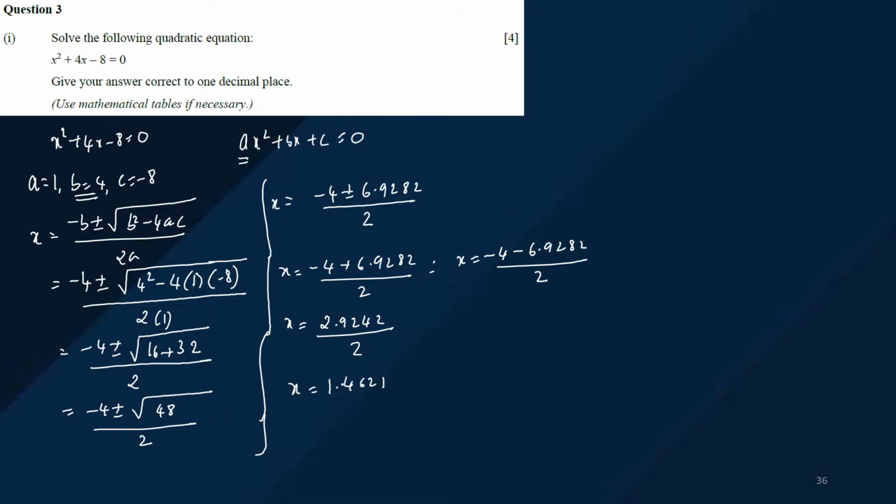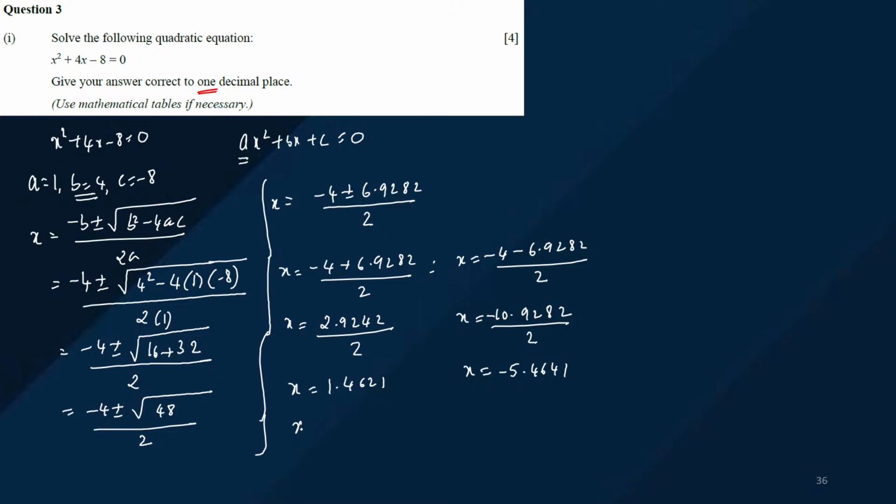So x is equal to 1.4621. Right. Here you are going to get x is equal to minus 10.9282 divided by 2. So x you are going to get as minus 5.4641. Clear? You are asked to round it off to one decimal place.